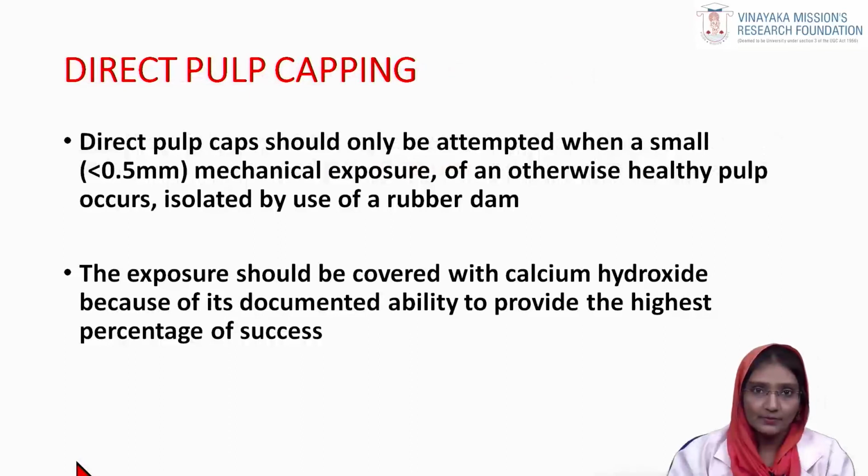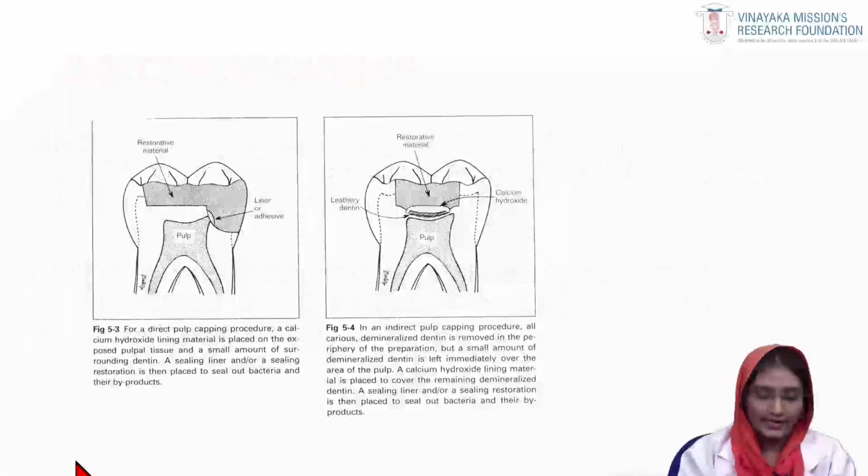So next is the direct pulp capping method. The direct pulp cap should only be attempted when a small amount of mechanical exposure is there, that is less than 0.5 millimeter, so that an otherwise healthy pulp occurs in an isolated environment. It has to be done under rubber dam isolation. The exposure should be covered with the calcium hydroxide because of its documented ability to provide the highest percentage of success. Next is indirect pulp capping.